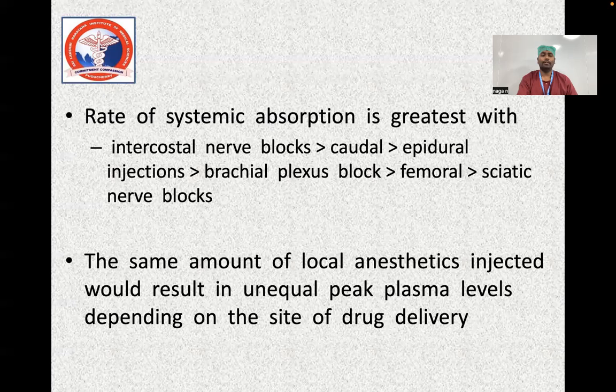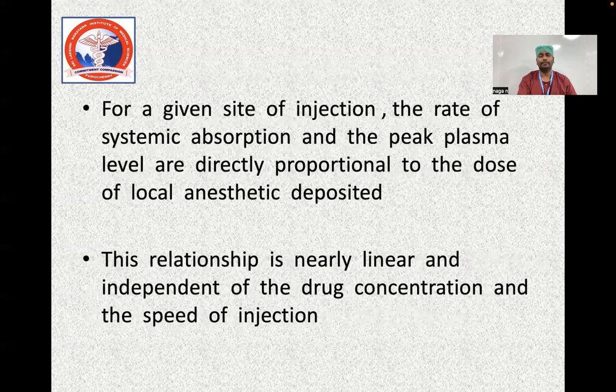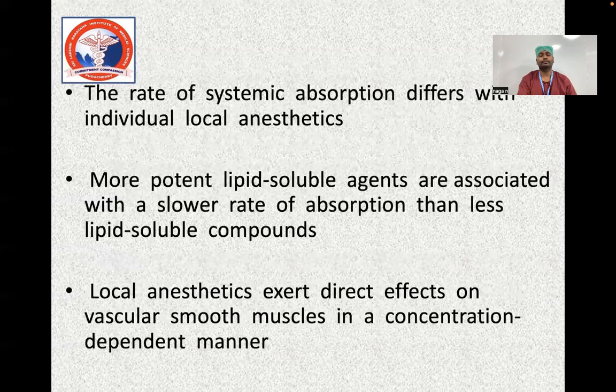The same amount of local anesthetic injected would result in unequal peak plasma levels, depending upon the site of drug delivery. For a given site of injection, the rate of systemic absorption and the peak plasma level are directly proportional to the dose of local anesthetic deposited. This relationship is nearly linear and independent of the drug concentration and the speed of injection.